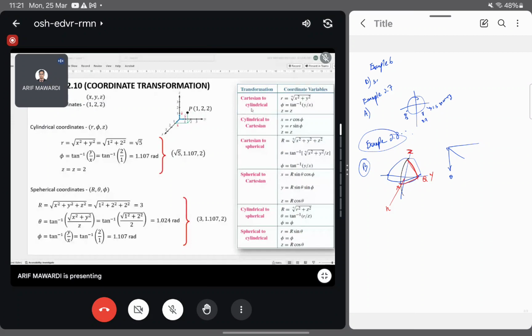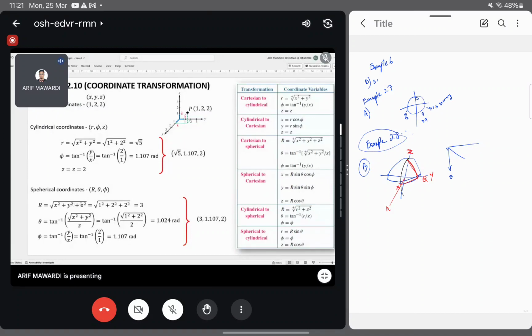Therefore we want to go from Cartesian to spherical, so we can refer to this table here. To go from Cartesian to spherical, we should use this one. The first one allows us to find the value for the first coordinate variable r. So r is given by the square root of x square plus y square plus z square.